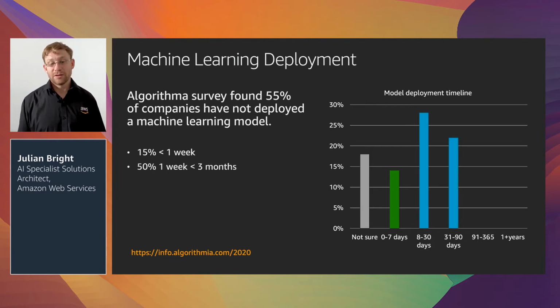If we look at the 1 week to 3 months time period, 50% of companies are able to deploy a model in this time frame. And the remainder are over 3 months and in some cases over a year. So we're seeing a big discrepancy here from that very fast early release cycle from software development compared to machine learning. So why is this?